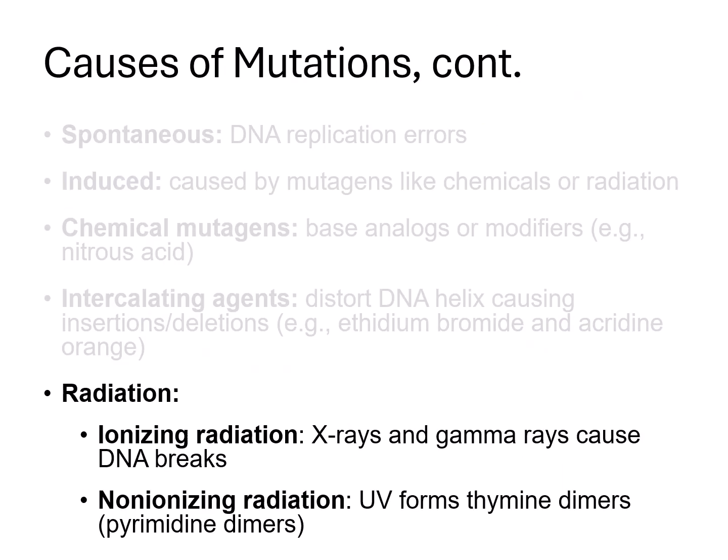Exposure to radiation can also cause mutations. There are two types here. We have ionizing radiation, such as X-rays and gamma rays. These are very powerful rays that can cause DNA breaks in the backbone of DNA. We also have non-ionizing radiation, such as ultraviolet light, and that forms something called pyrimidine dimers, most often seen in the form of thymine dimers.